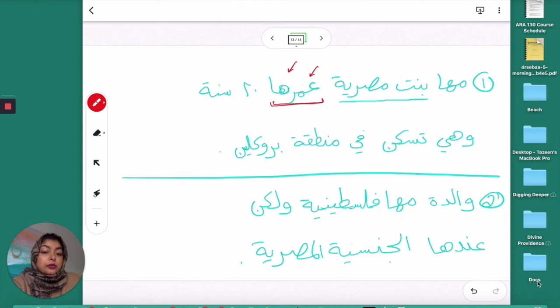وهي تسكن في منطقة بروكلين. وهي تسكن, and she lives. That's not going to be considered idafa because that's a verb, right? هي تسكن في منطقة بروكلين. What is منطقة بروكلين? The area or the neighborhood of the borough of Brooklyn. So that's an example of idafa.